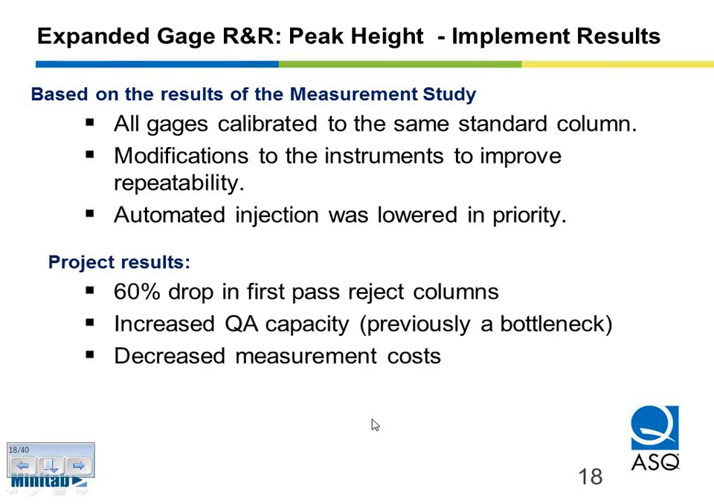The benefits were a 60% drop in their first pass rejects. This decrease in the number of columns they had to measure twice and rework and so on increased the capacity of their quality assurance department, and then that, of course, decreased the measurement costs. So this is an example of an extremely valuable learning that they had in executing their expanded gauge R&R, and the profitability when they implemented their results.